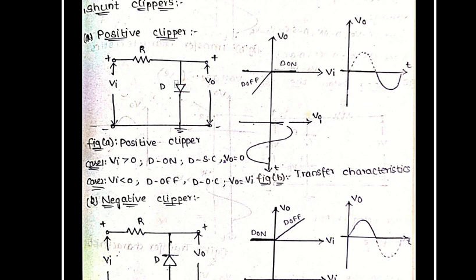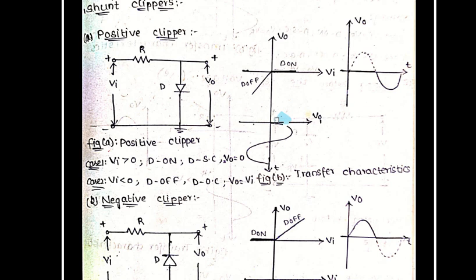The output voltage across the short circuit is equal to 0. This voltage is 0. That is clearly represented here. That means for the positive cycle of the input signal, the diode is on, it behaves as a short circuit and its output voltage is 0.